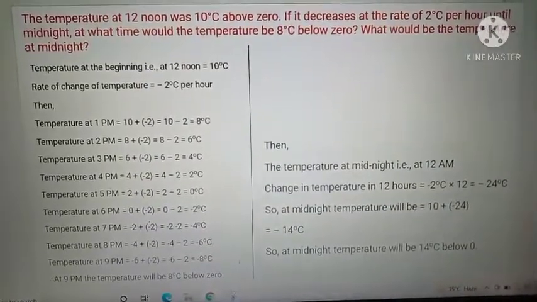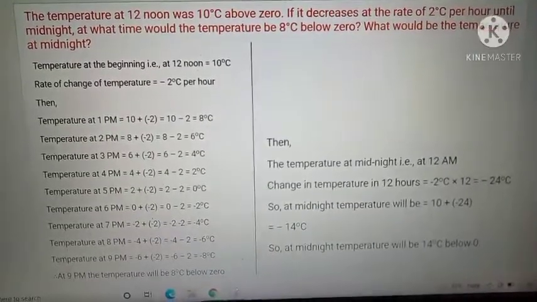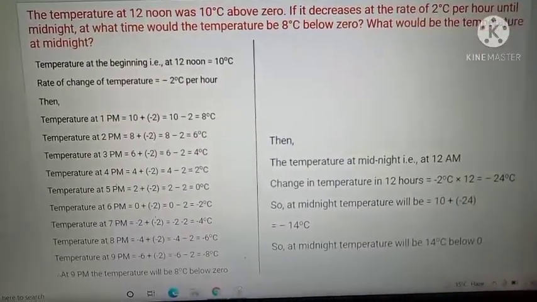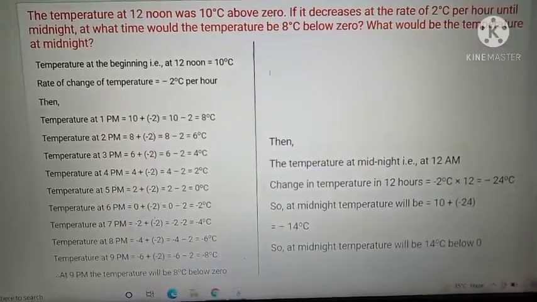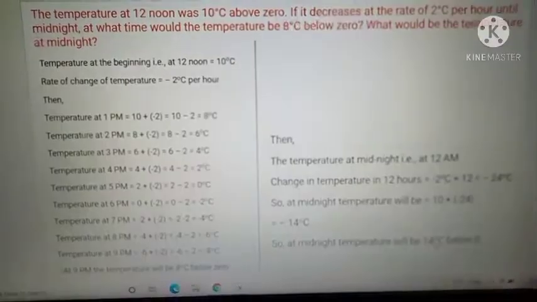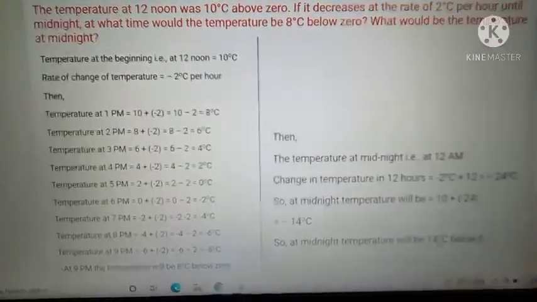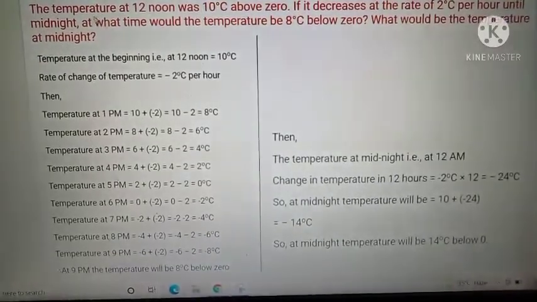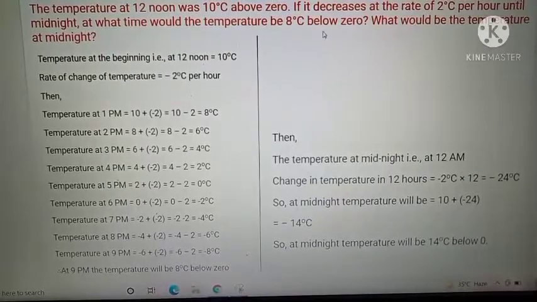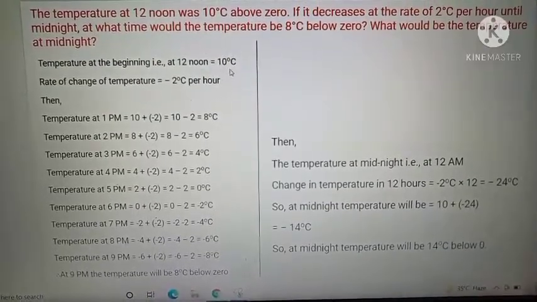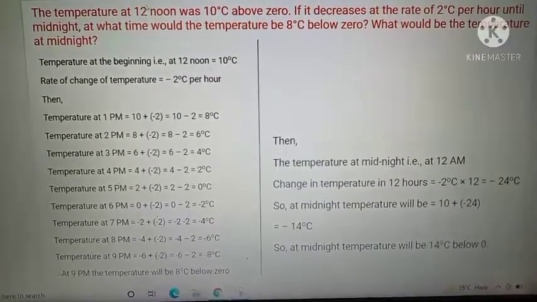Okay, children. So, the same question only, we left one question in that. We had to find the temperature at midnight. Okay, fine. We found it as minus 14 degrees Celsius. But one question is there. At what time would the temperature be 8 degrees Celsius below 0? That we didn't find. Let's find that answer.